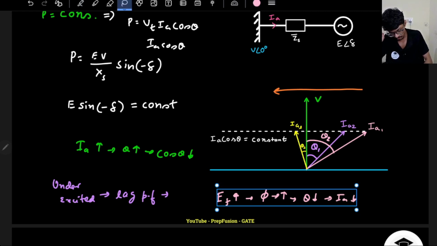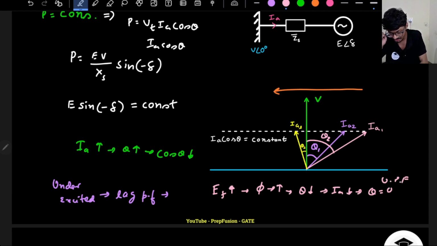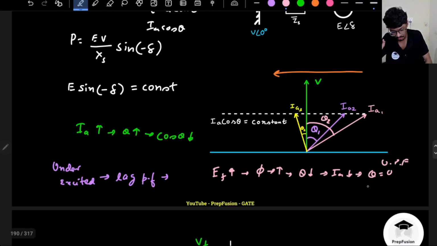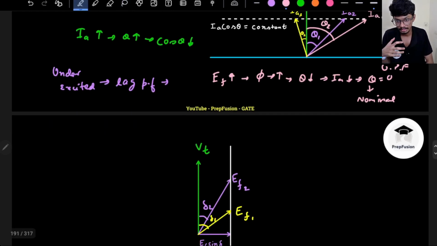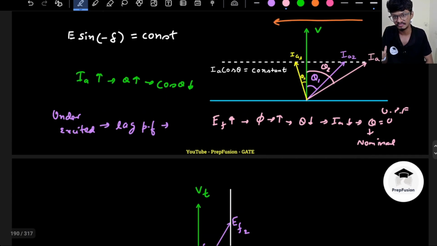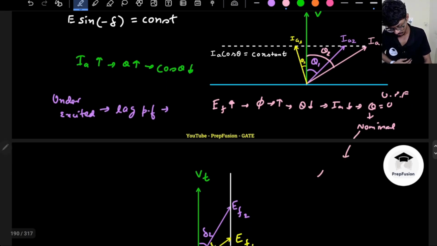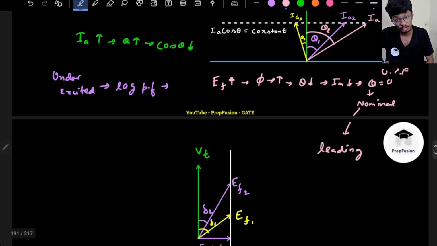This is always constant, I'm increasing the excitation. If I keep on increasing the excitation, at a certain stage your theta will go to 0, that is, at unity power factor. As soon as it reaches unity power factor, it is at nominal excitation, neither lagging nor leading. After nominal, if I excite it more, I'm providing extra flux, so it will go to leading power factor.